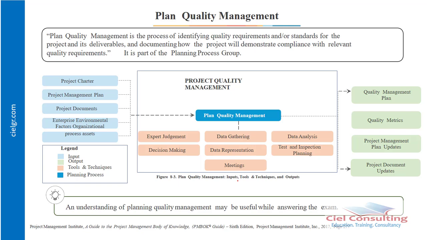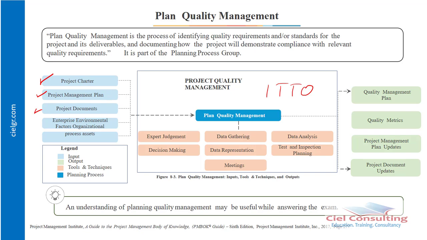Taking a look at the ITTOs, that's the inputs, the tools and techniques, as well as the outputs of each of these processes. For the plan quality process, the inputs would include the project charter, as well as the project management plan. Of course, don't forget that the project charter has a portion that actually addresses quality. Then the project management plan will be an input here, because after we finish planning quality, we need to integrate it into the project management plan. That's why we need the project management plan as an input in the plan quality process.